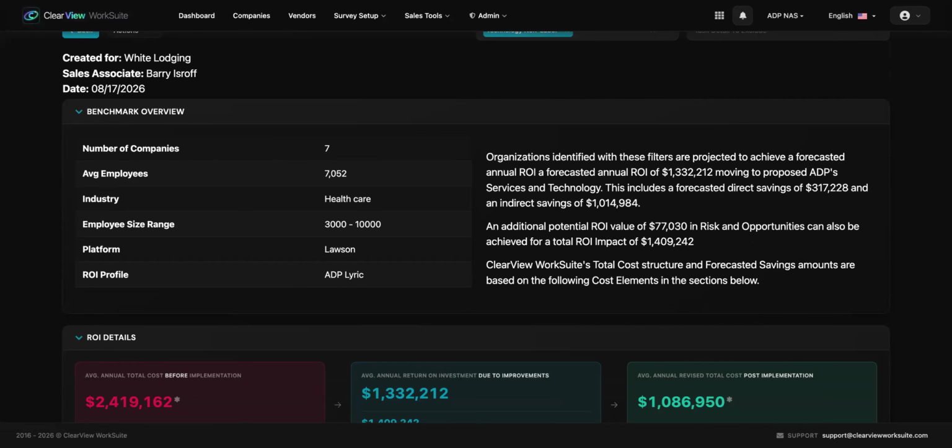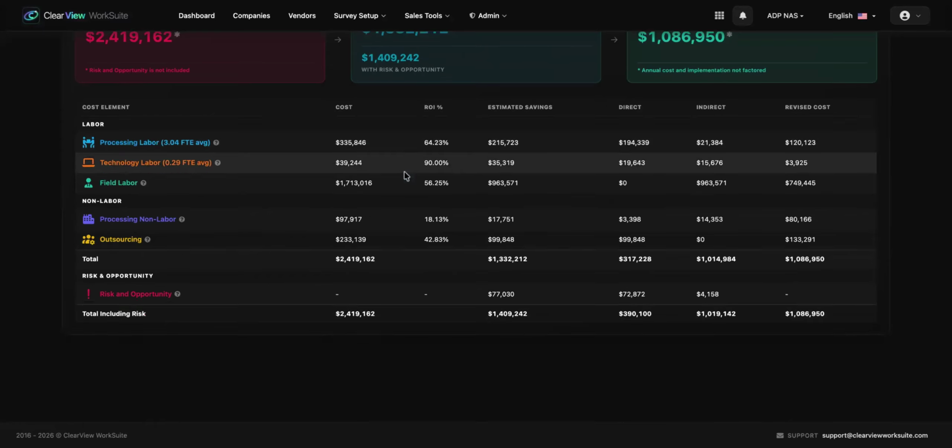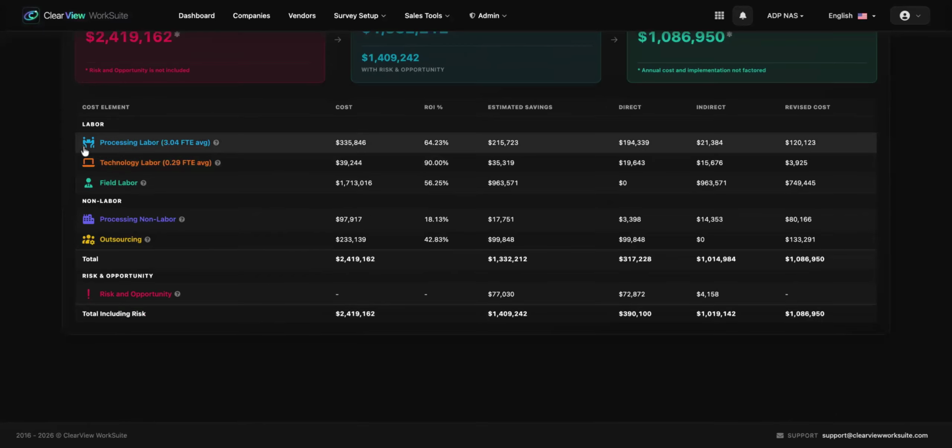million. And so this is going to tell you, as we move through this report, the average annual total cost before implementation. This is average annual return on investment due to the improvements. And this would be the average annual services total cost once we're implemented. So we'd be going from 2.4 million down to 1,086,000 with this much in savings per year. I can then look at all these different areas.